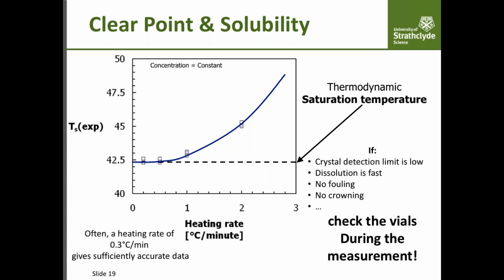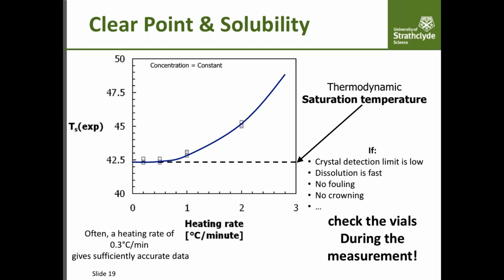So we can determine the saturation temperature if the crystal detection limit is low enough. Crystals should be detected by this transmission of light, of course, and there is some sort of detection limit. If it's low enough, then we can assume that the clear point we measure is the same as the saturation temperature. So we need fast dissolving crystals. If they are not dissolving fast enough, we have to measure at lower heating rates.